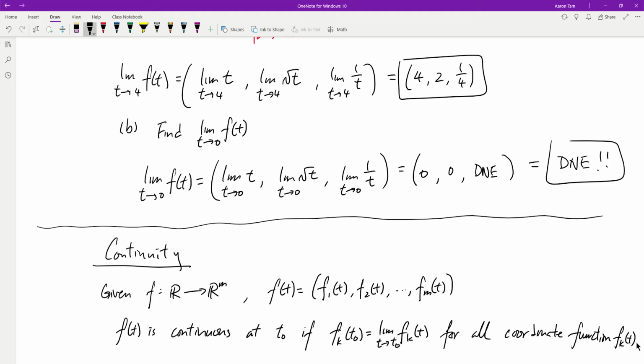So therefore, basically what it means is that in order for a vector valued single variable function to be continuous, it implies that all the coordinate functions must be continuous. Which makes sense, because if any one of the coordinate functions is not continuous, then that would mean that now you have a gap in one of the coordinates. And therefore now the entire vector cannot be defined at that one point. So that would make it not continuous.